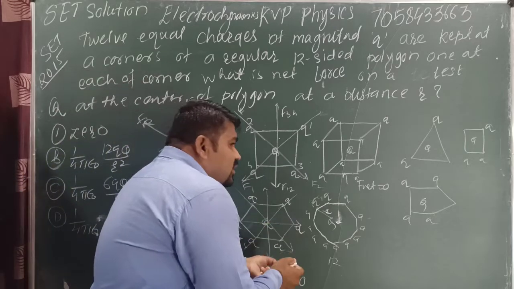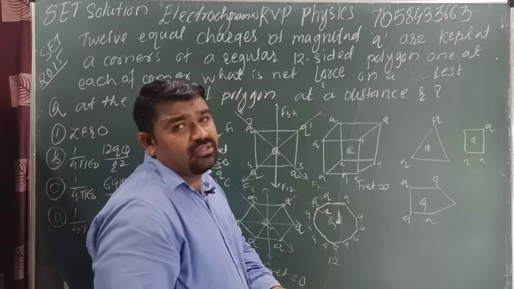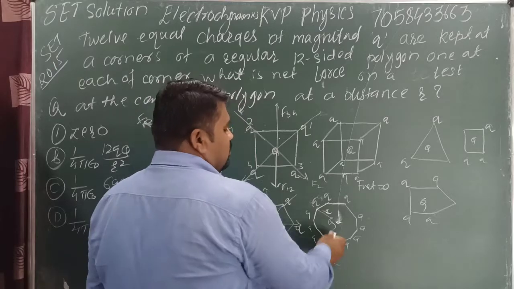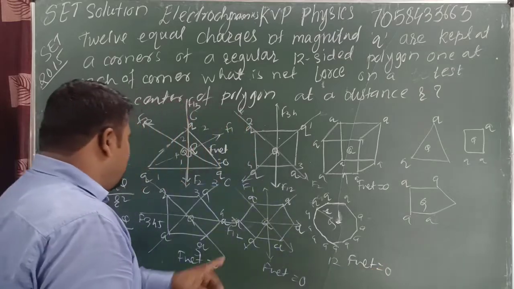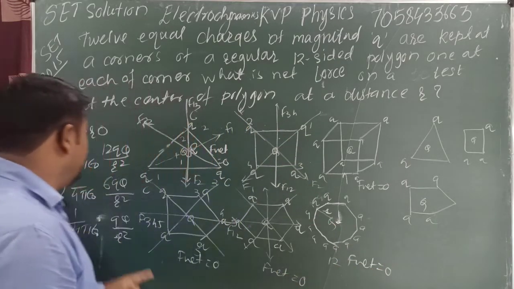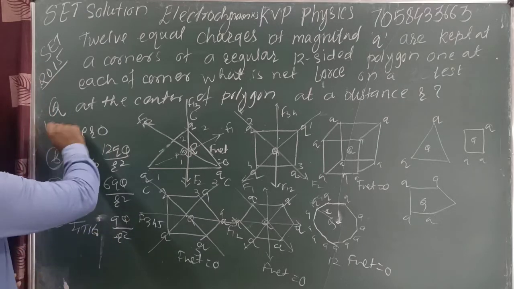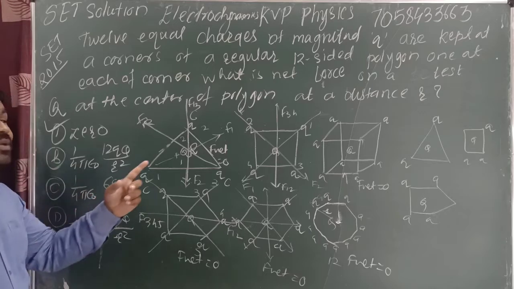So we can take 7 charges, 0. 8 charges, 0. 9 charges, 0. 10 charges, 0. 11, 0. 12. F net at the center. Once you understand this example, then we can directly write down what the net force at the center is. Net force at the center is equal to how much? 0.